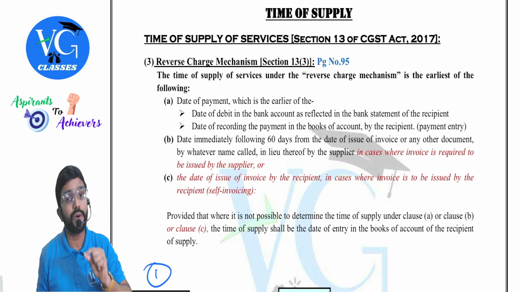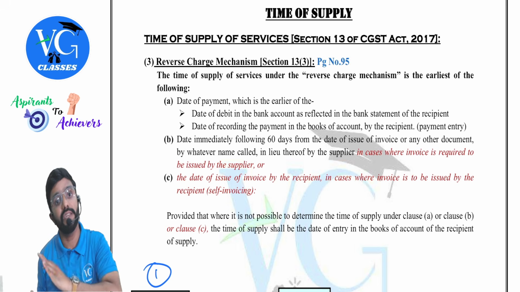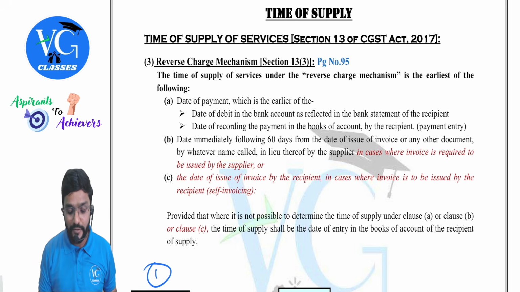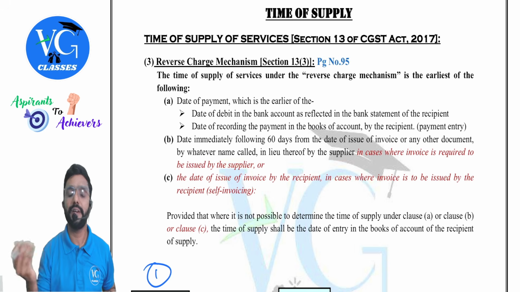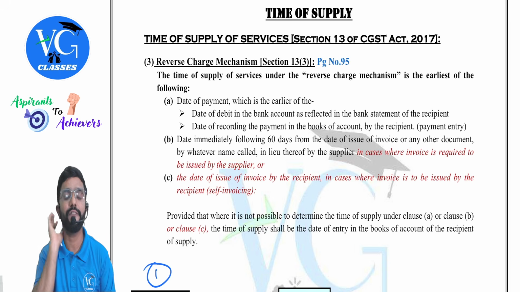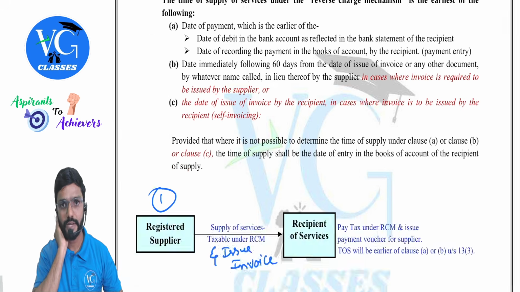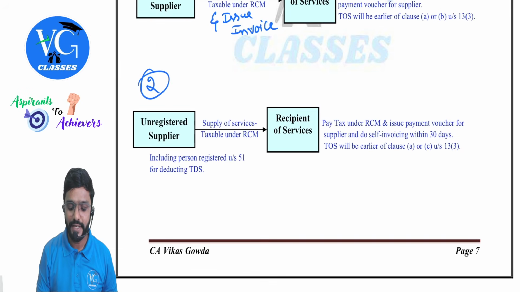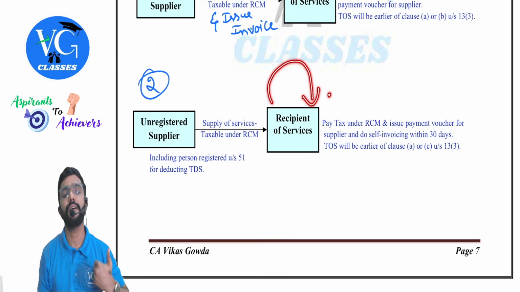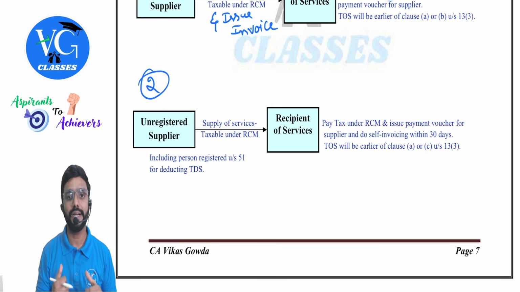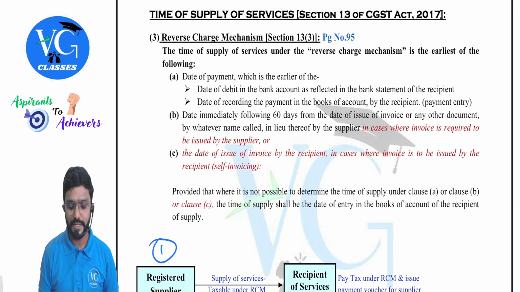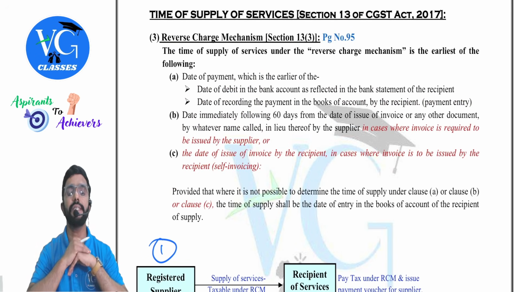See, for the recipient, what is the time limit to issue invoice? Within 30 days. But here we are supposed to take the date of issue of invoice by the recipient for himself. The actual date of invoice we have to take. That is, on what date did the recipient issue invoice for himself? The time limit to issue invoice for himself is 30 days, but they are not telling within 30 days. They're just telling whatever is the actual date of issue of invoice, take that.